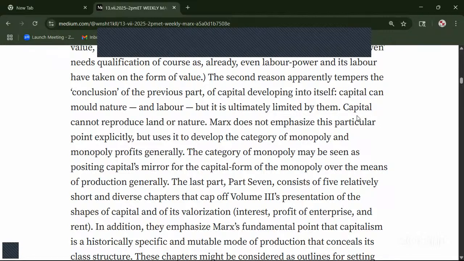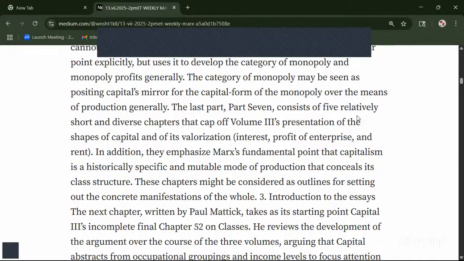In addition, they emphasize Marx's fundamental point that capitalism is a historically specific and mutable mode of production that conceals its class structure. These chapters might be considered as outlines for setting out the concrete manifestations of the whole. Number 3, Introduction to the Essays.